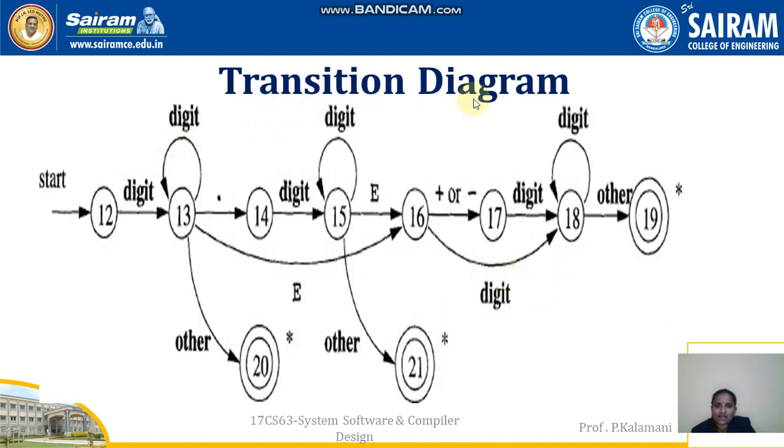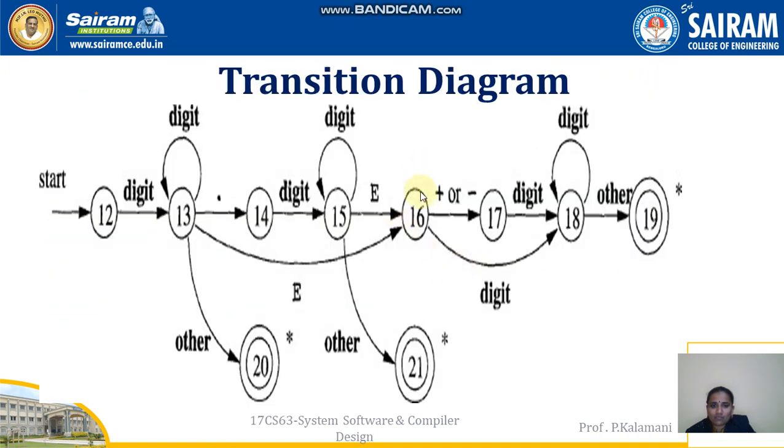Then this is the transition diagram for unsigned number. Already we have seen that unsigned number includes whole number, then decimal number, and with exponentiation. So the whole number means it may have one or more digits. So one digit followed by 0 or more, that will be the final state. Then decimal number means this flow it will come. Then with exponent, without plus or minus sign means it will go this flow, and with plus or minus sign it will go this flow.